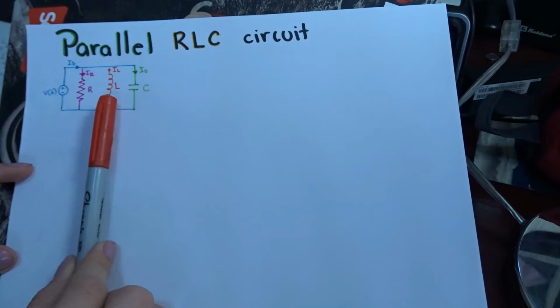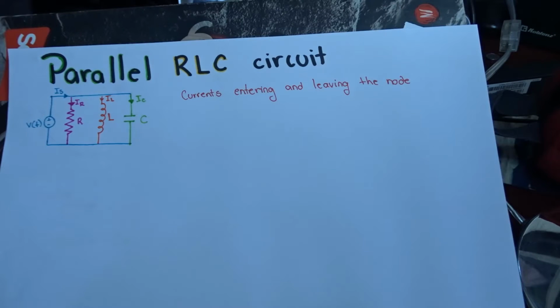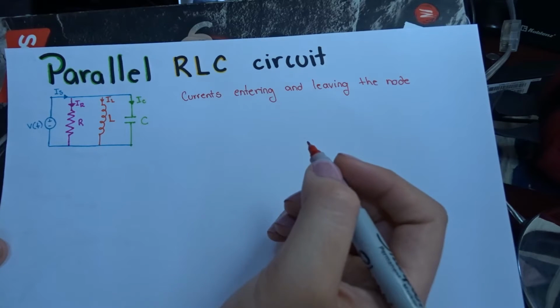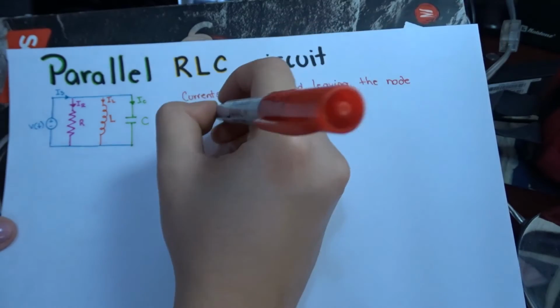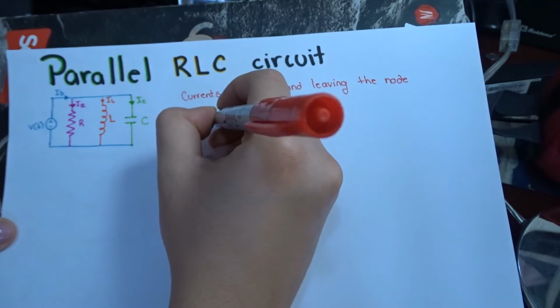Here we have a diagram for the parallel RLC circuit. As we can see, there's a resistor, an inductor, and a capacitor. Then we have to do the general balance in the circuit. We have to analyze the currents entering and the currents leaving the node.